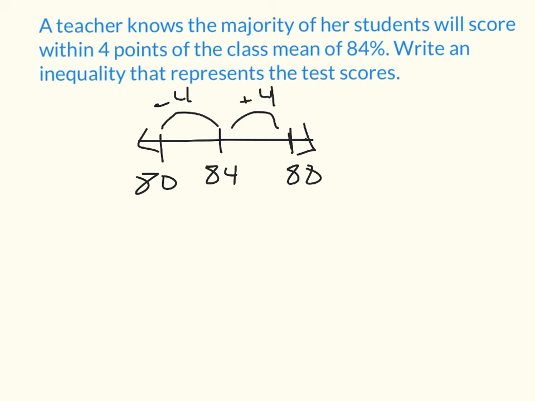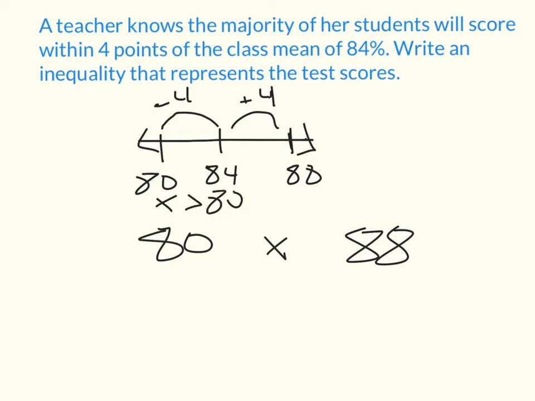Okay, so if I'm writing an inequality here that represents this, so that the majority of her scores are within 4 points, it's going to be an and inequality here. It's going to be between two numbers. Okay, so the scores are going to fall between these two numbers. That means we don't want it smaller than 80. So that means it's like x is greater than 80. And again, we don't want it to be bigger than 88. So it's and, again, I said it was an and. So it's and going to be less than 88.